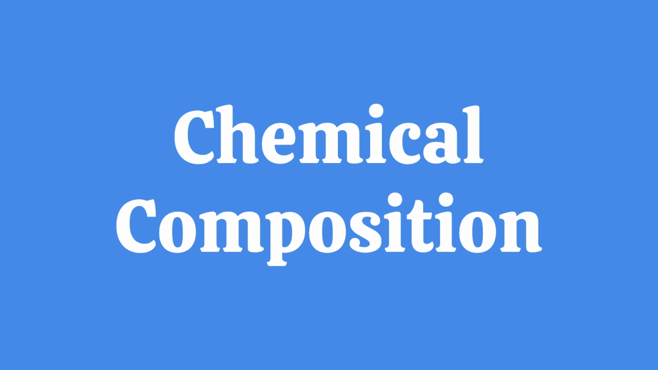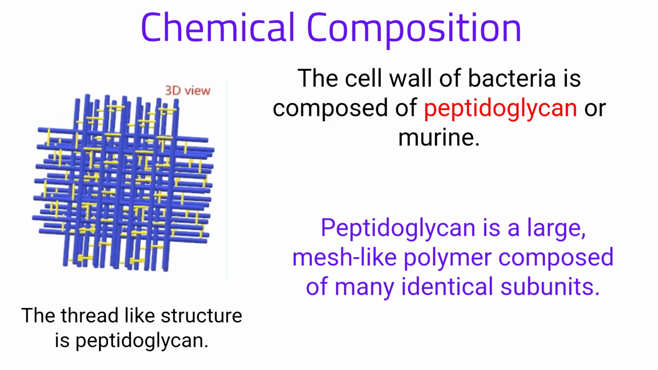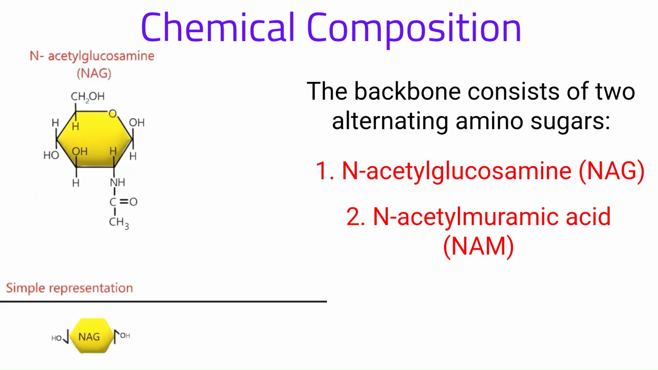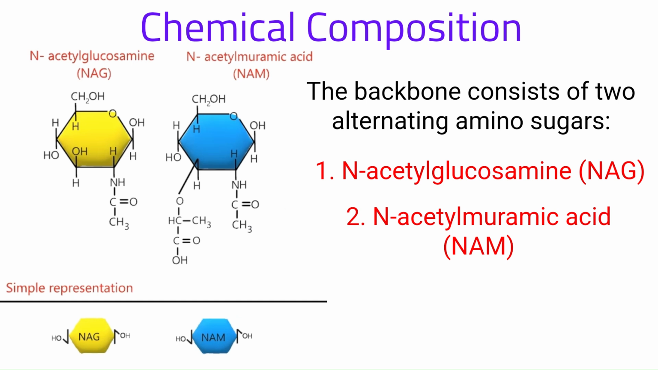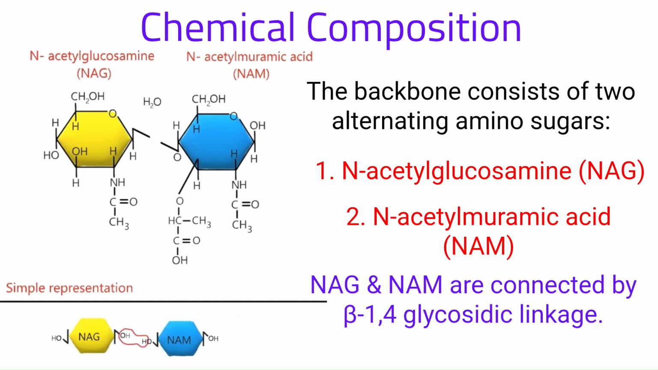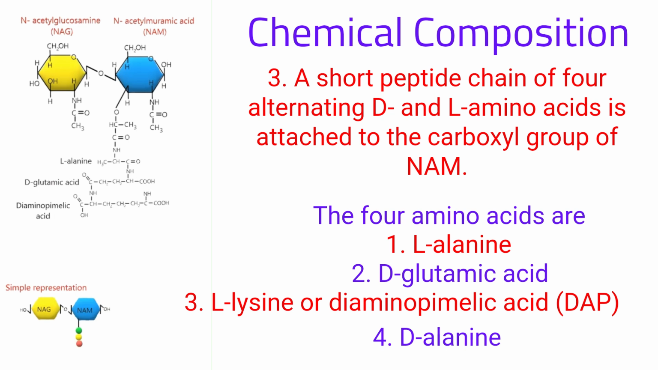The peptidoglycan, also known as murein, is a large mesh-like polymer composed of many identical subunits. The basic subunit consists of 3 parts: N-acetylglucosamine or NAG, and N-acetylmuramic acid or NAM, connected by beta-1,4 glycosidic linkages. A short peptide chain of 4 alternating D and L amino acids is attached to the carboxyl group of N-acetylmuramic acid. The 4 amino acids are L-alanine, D-alanine, D-glutamic acid, and either lysine or the structurally similar amino acid analog diaminopimelic acid, or in short DAP.